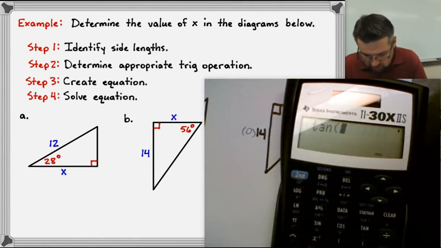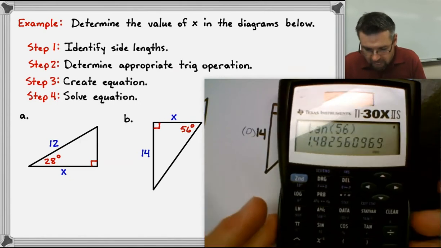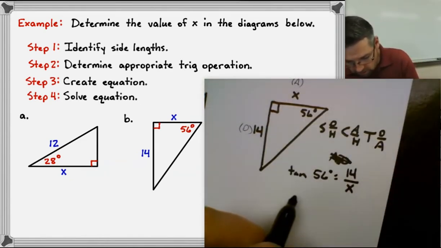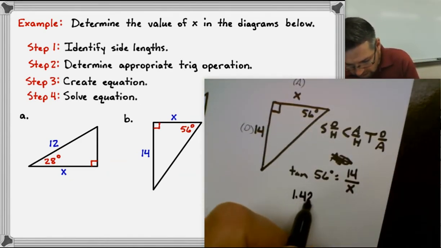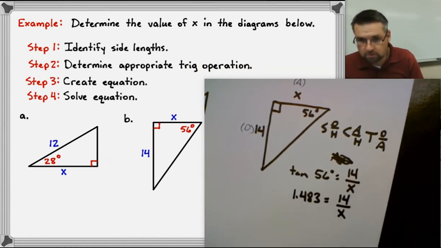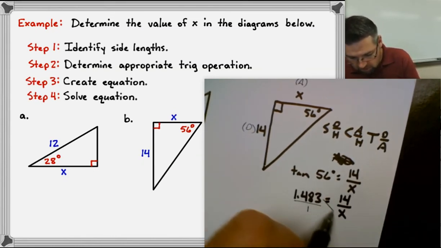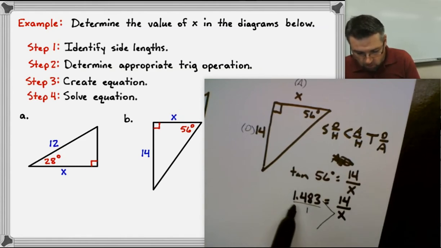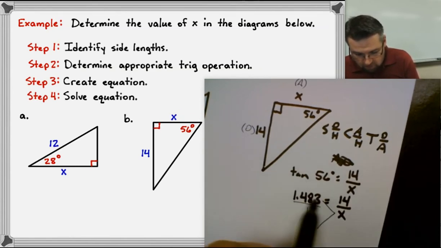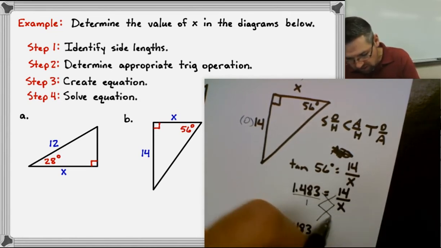From here, we're going to type in the tangent of 56. You can see sine, cosine, tangent there. I end up with 1.483 when I round it. So on this side, I get 1.483, and on this side, I get 14 over x. From here, we'll cross multiply. We put this over 1 and then multiply. Notice I'm not multiplying 1.483 times 14. I'm multiplying it times x, so it becomes 1.483x equals 14 times 1.